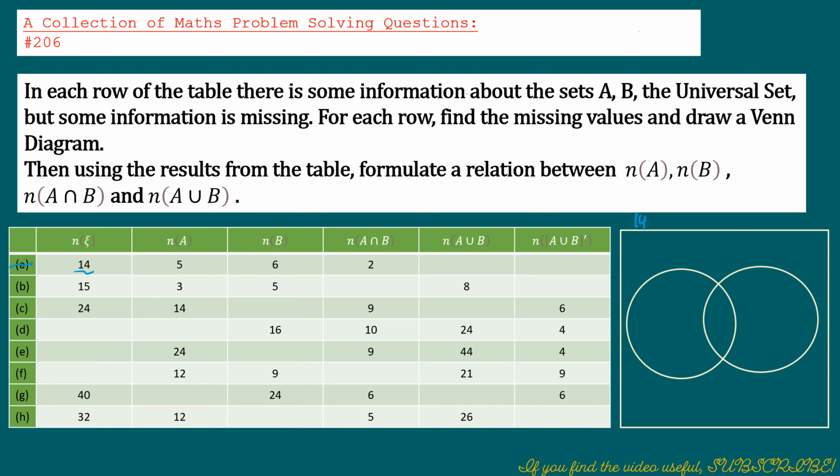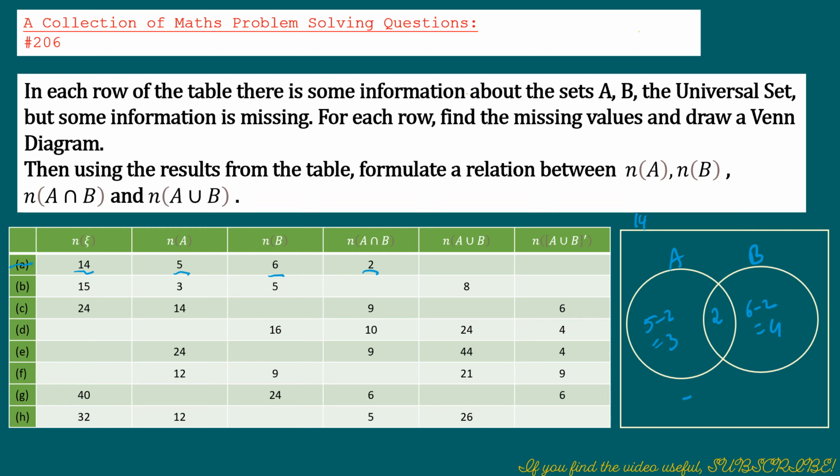So we have 14, and we have A with 5 and B is 6, A intersection B is 2. So if I write 2 here, then this is A, this is B. Then A only would be 5 minus 2, that is 3. And B only would be 6 minus 2, that is 4.